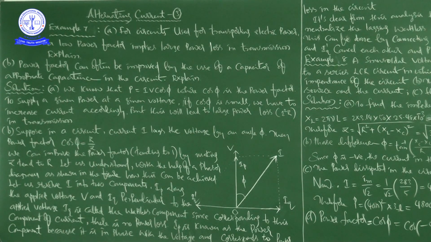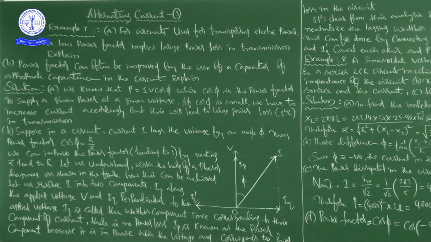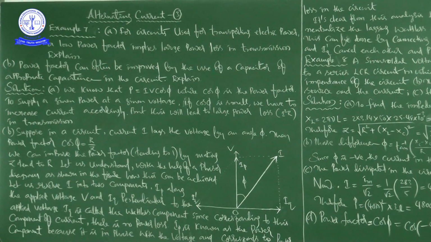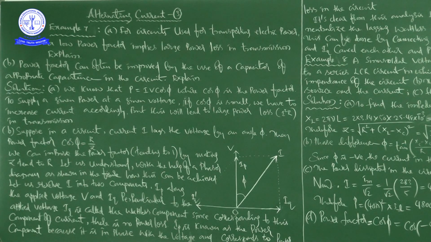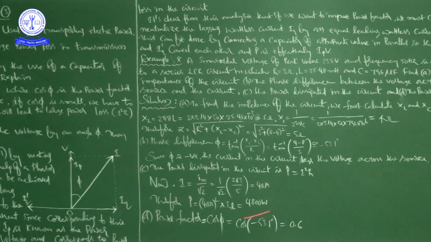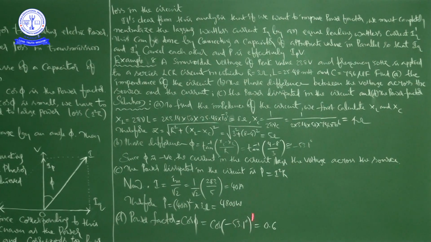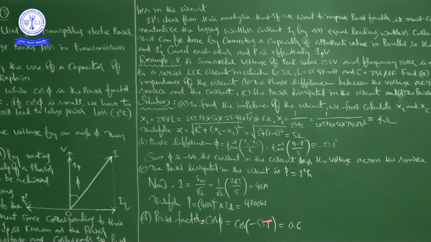In the example 8 problem, in one LCR circuit they have given some values of resistance, inductance and capacitance, and the applied voltage and frequency also, and he is asking to calculate the impedance, that we calculated and got as 5 ohms. He is asking to calculate the phase difference, that is minus 53.1 degrees, and then the power, that we got as 4800 watts, and at last he is also asking to calculate the power factor, that we got as 0.6, okay, right.